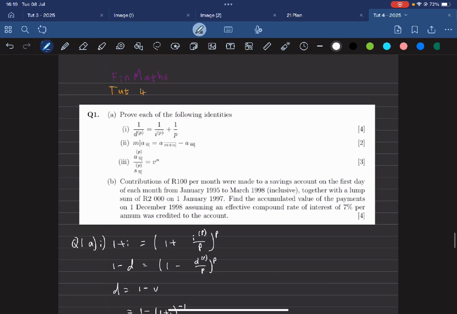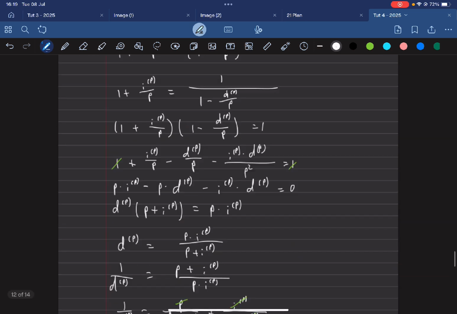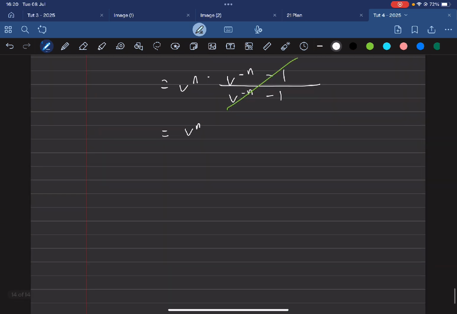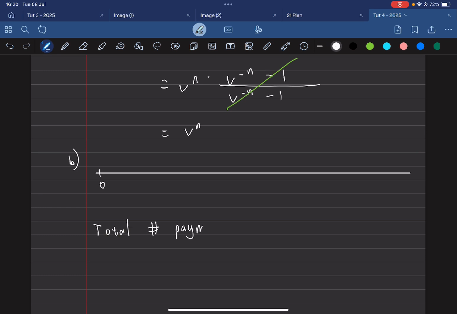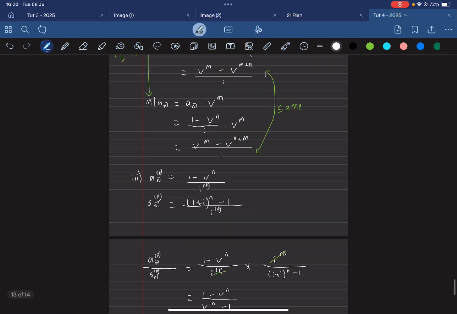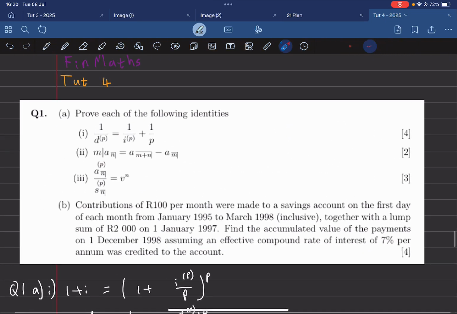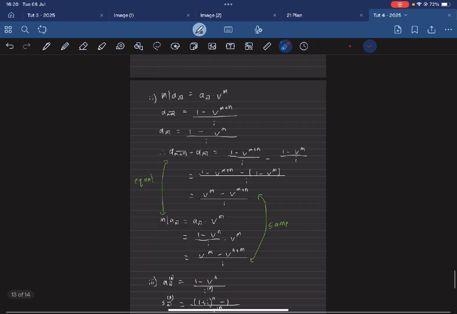Okay, so when we're given dates, it can be tricky, but it's much easier when you draw a timeline. So for B, I'm going to draw a timeline. And I think a good place to start is labeling the 0. And now let's work out the total number of payments. Okay, so it says that it's paid from January 1995 to March 1998. So 95 is the first year, 96 is the second year, 97 is the third year, and 98 is the fourth year, but we only have January, February, March. We only have 3 payments at that point.